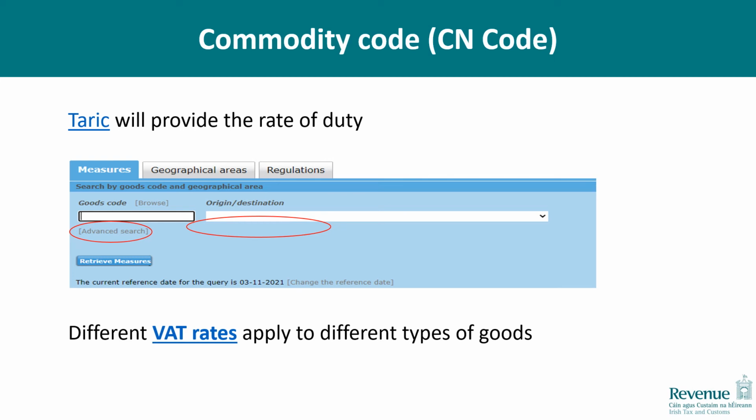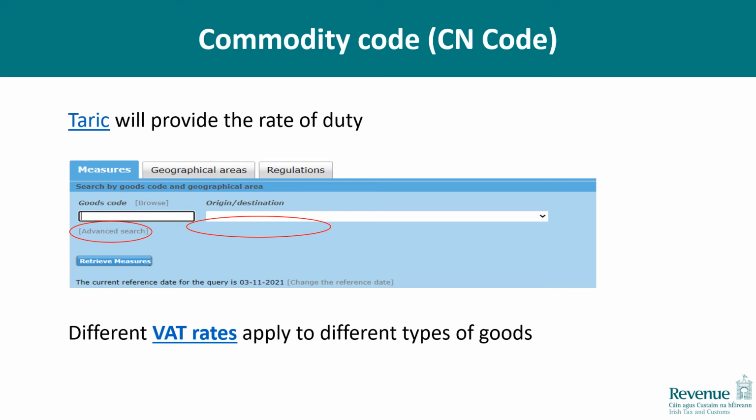Customs duty and VAT may apply when you import a vehicle. Customs duty is usually a percentage of the value of the item. To check the rate of duty, click on the tariff link, which will give you access to the tariff database. Once in the database, you will need to search by CN code and country of origin.